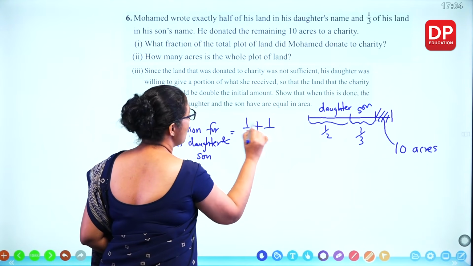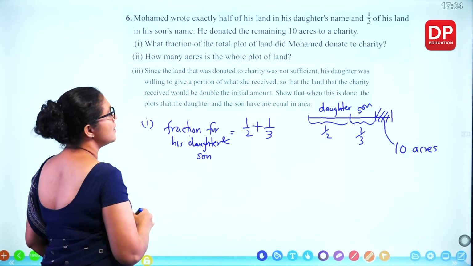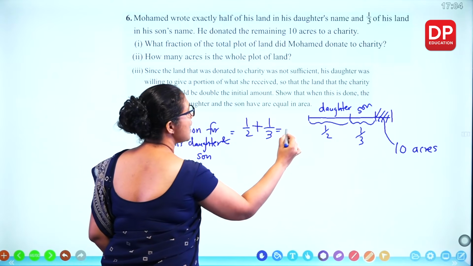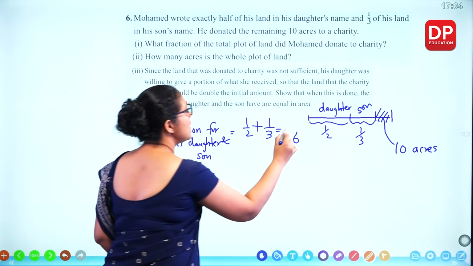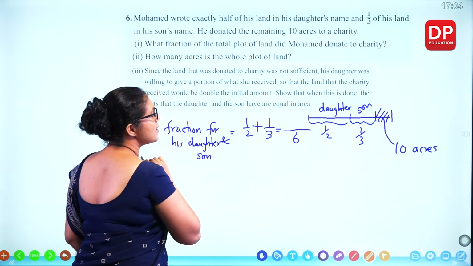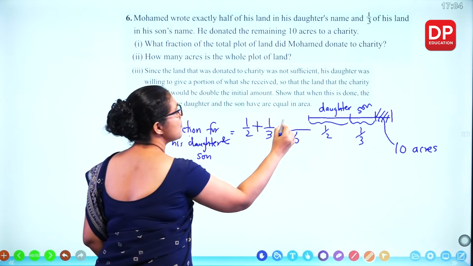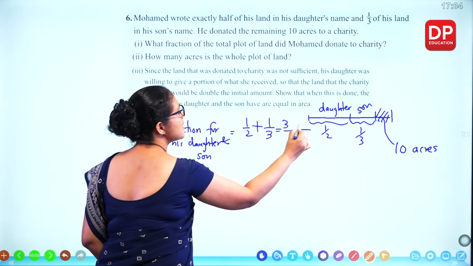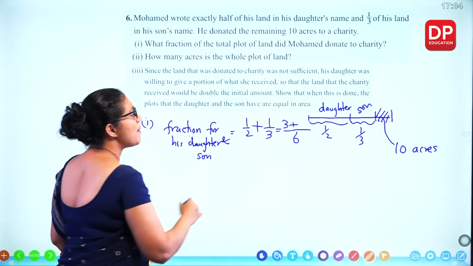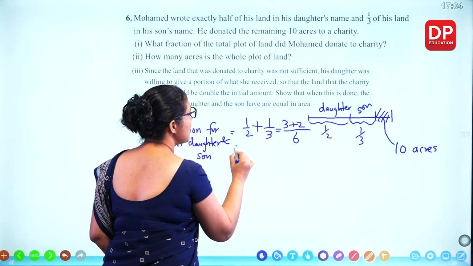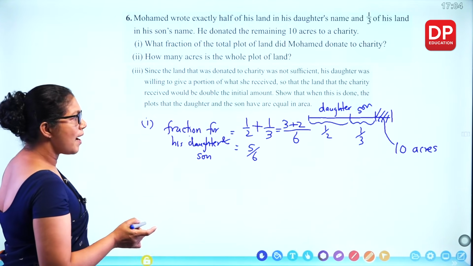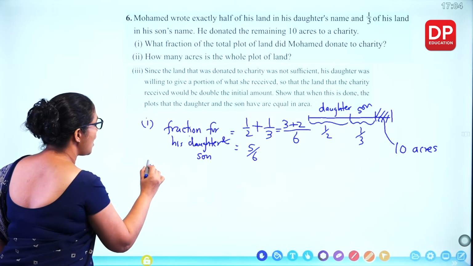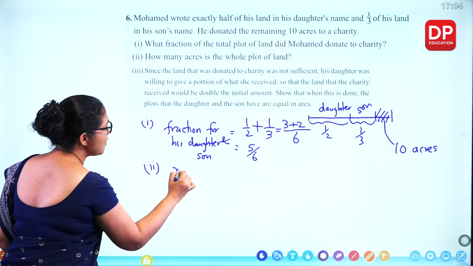1/2 plus 1/3. So you can convert to the same denominator. What's the lowest common multiple of 2 and 3? That's 6. How you get 6 from 2? Multiply by 3. How you get 6 from 3? Multiply by 2. So you get 5/6 part. So what's the remaining part? So you can find out the remaining fraction.